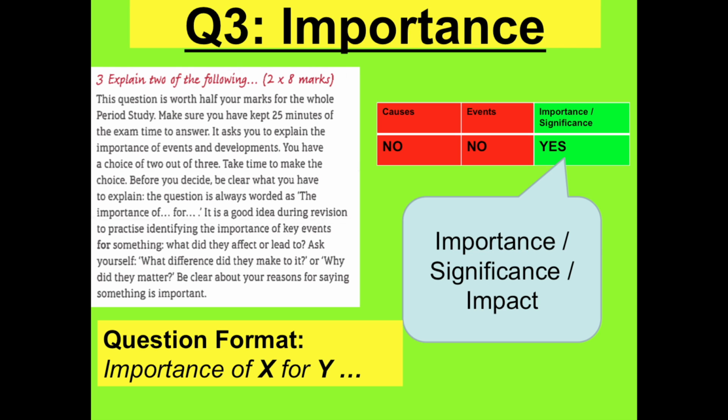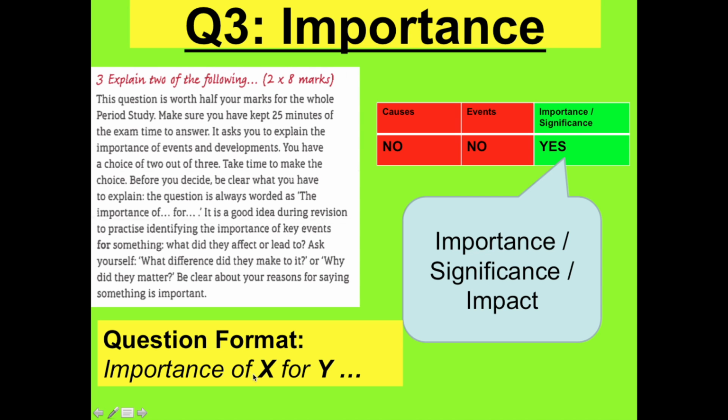Before you decide, be clear what you have to explain. The question is always worded as the importance of something for something. It says here, during your revision, always look at the importance of events that you're studying. What do they lead to? What was the effect of them? What difference did they make? Why did they matter? Just remember that.